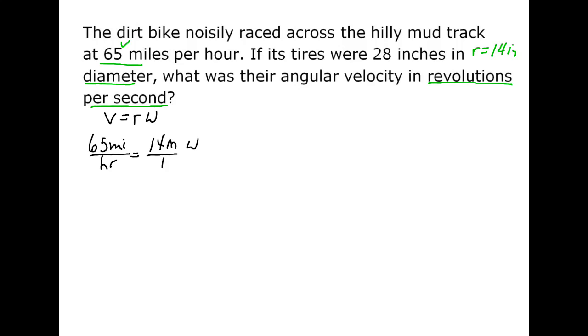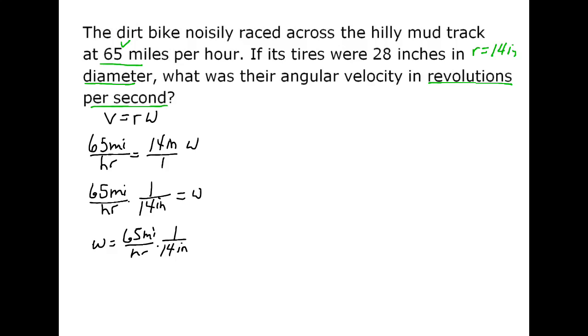So I just have to find omega. If I divide both sides of the equation by 14 inches, I'll have 65 miles per hour times 1 over 14 inches equals omega. And I'll go ahead and write the omega on the left. So we have a giant unit multiplier problem. When I get the units correct, I'll have the correct answer.